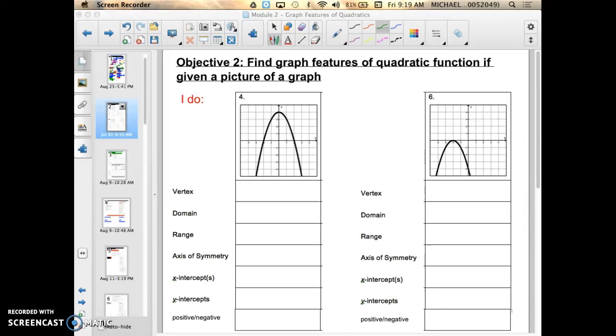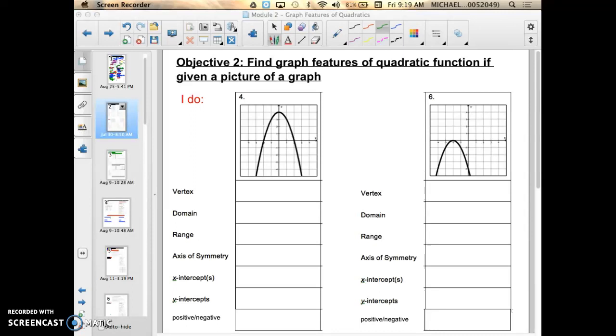Nelson here. I am going to talk about Objective 2 within Topic 1 of Module 2, and Module 2 is quadratic functions. And we're talking about their graphs and graph features of quadratic functions, and so Objective 1 was an intro to that. Now Objective 2 is going to be find graph features of quadratic functions, if given a picture of a graph.